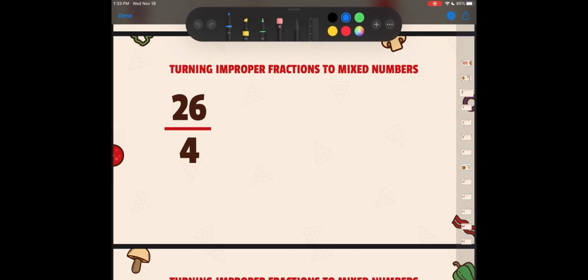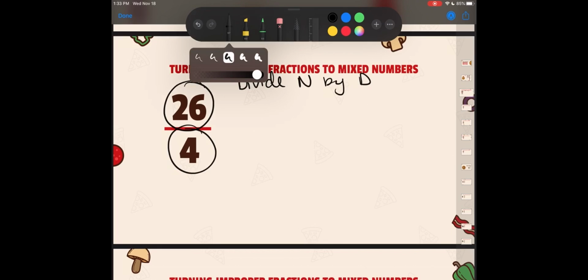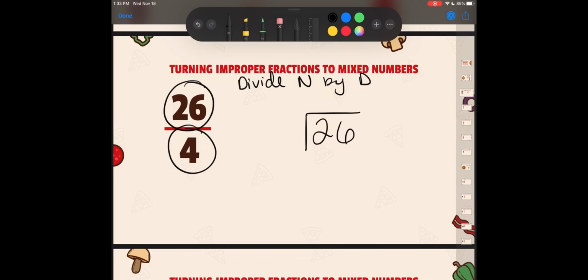All right, so just like we had before, we have 26 fourths. This is our improper fraction because our numerator is larger than the denominator, right? When I'm dealing with a situation like this, what I can do is divide to turn this improper fraction into a mixed number. I'm going to divide the numerator by our denominator. So 26 is going to go on the inside, and 4 is going to go on the outside.